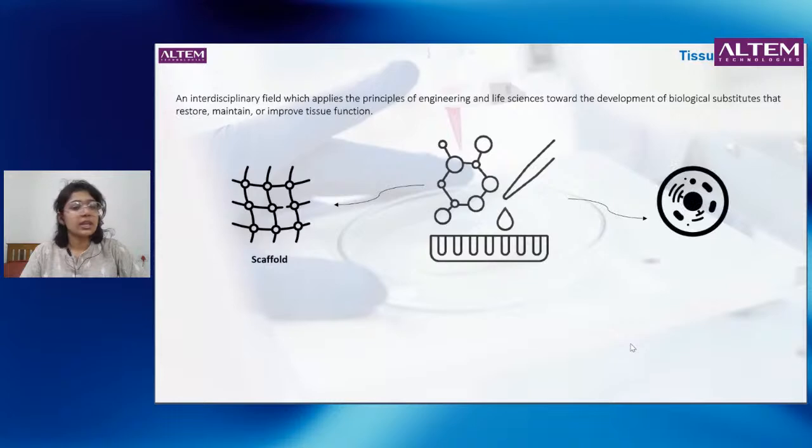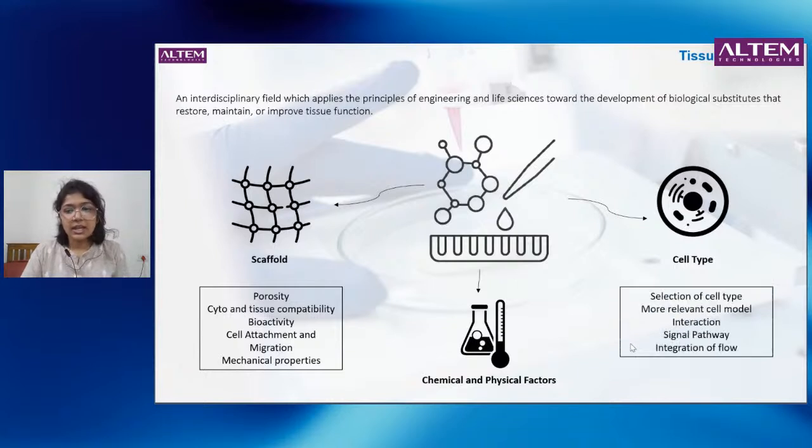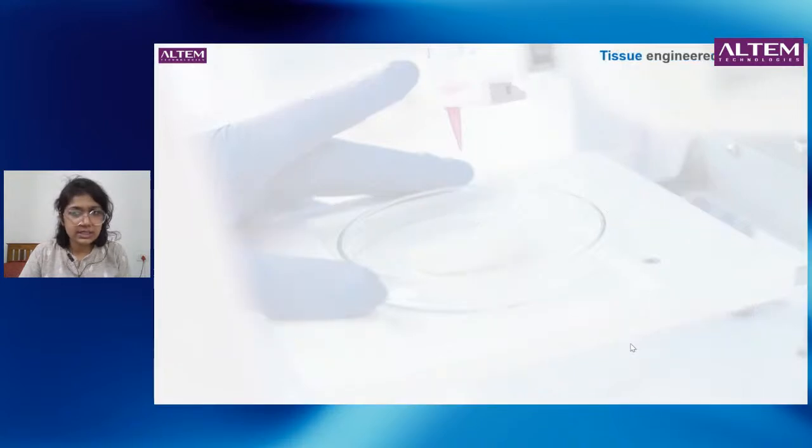When we talk about this, we have scaffolds, we have chemical and physical factors, and then cell type. In the scaffolds, we have porosity, cyto tissue compatibility, bioactivity, cell attachment and migration, and mechanical properties. And the cells, on the other hand, are the type of cell we have taken, the relevance of the model, the interaction that exists, the signal pathway, and the integration of flow. Having and keeping all of this in mind, I will be talking of what the materials are.